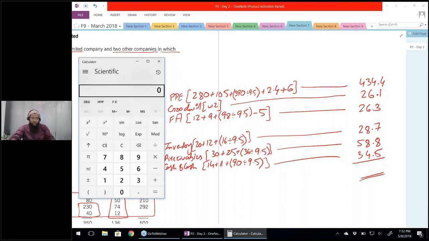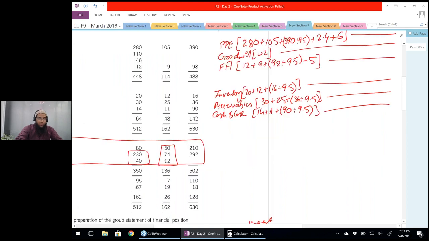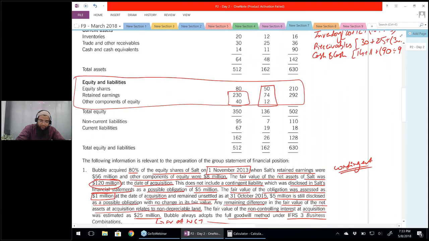So 434.4 plus 26.1 plus 26.3 plus 28.7 plus 58.8 plus 34.5 is going to be 608.8. So this is the debit side to us. Now let's prepare the credit side, in which we have equity shares of 80.